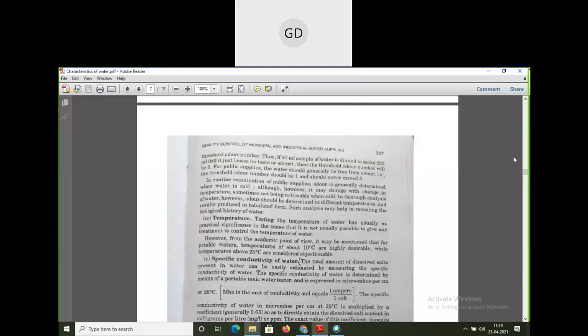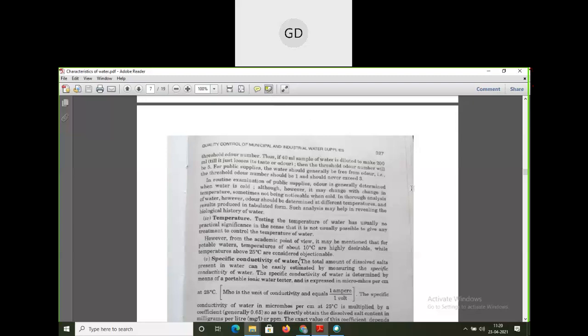Okay, so what I was telling is that I already explained to you about the threshold odor number. A small numerical might be given for 1 mark or 2 marks to find the threshold odor number. If the question says a 40 milliliter sample of water is diluted to make 200 milliliter, what is the threshold odor number? Did you understand my question?